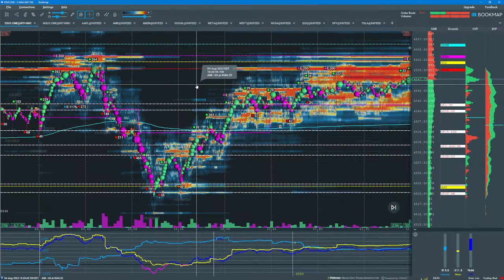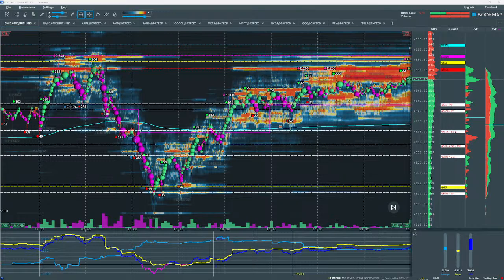All right, so both of these setups, the short and the long, were pretty easy reads today. First of all, here's the reversal lower right at ES 4550. You can see the shift in order flow. Green dots, market buy orders on the way up.